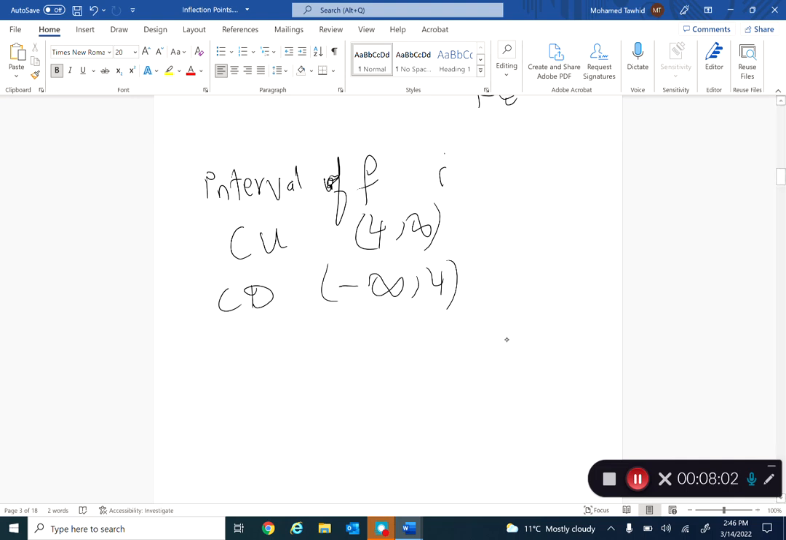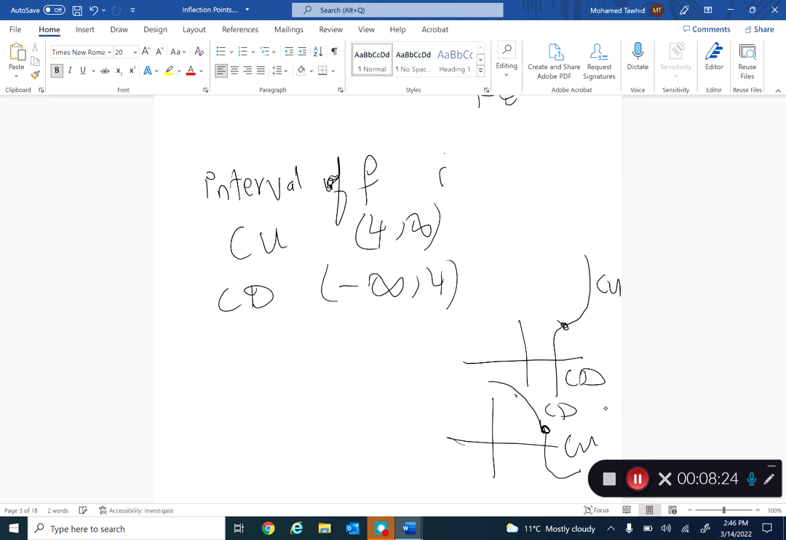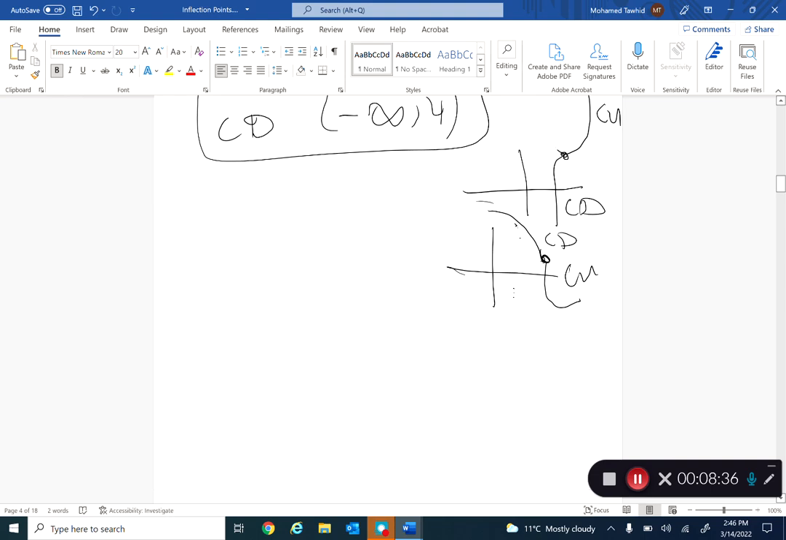Just in terms of the graph, an inflection point means if the graph is concave up here, then after that it will be concave down. Or it might be concave down here and then concave up, concave down to concave up, and concave up to concave down, and so on. So the inflection point helps us find where the graph is concave up and concave down.